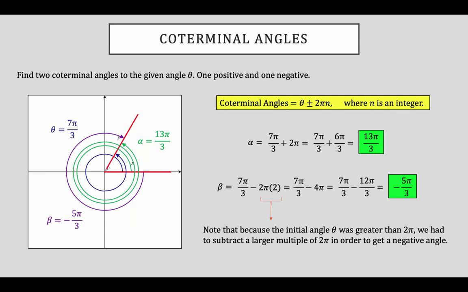All these angles in standard position start on the positive x-axis, with negative angles going in the clockwise direction, finishing at this same exact terminal side. There's negative 5 pi over 3.